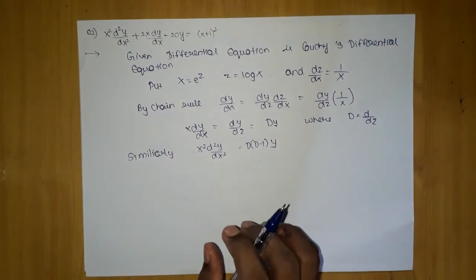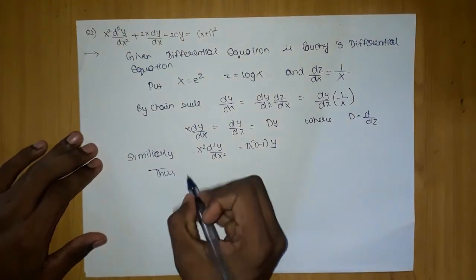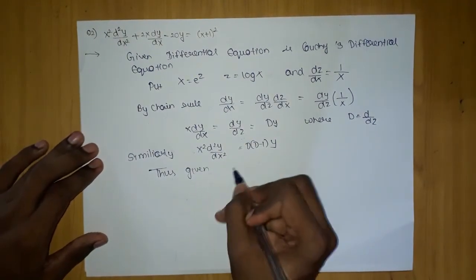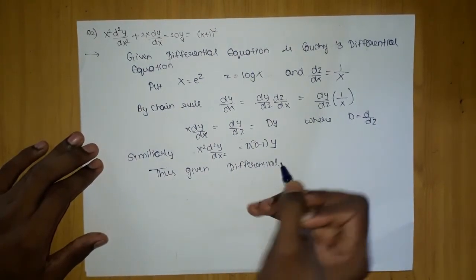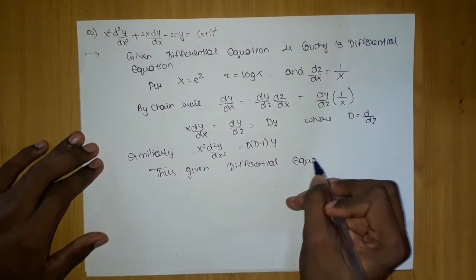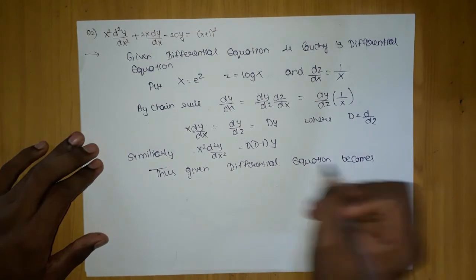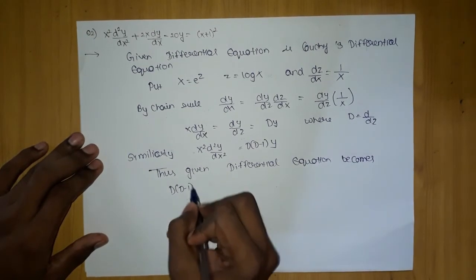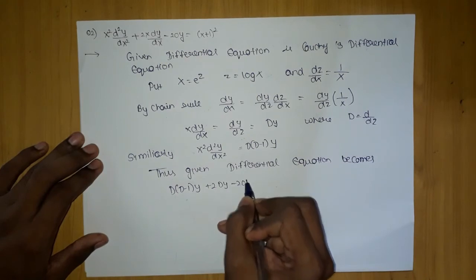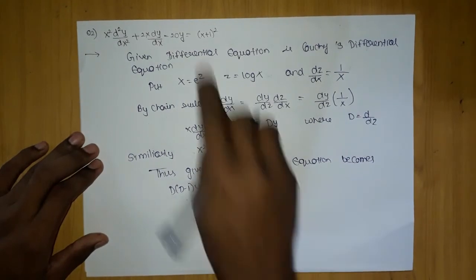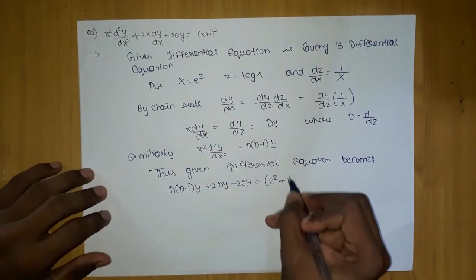Now your job is to convert the given differential equation. Thus, the given differential equation becomes D into (D minus 1) into y plus 2 into Dy minus 20y equals e to the power z. Instead of x you will substitute (e to the power z plus 1) the whole square.